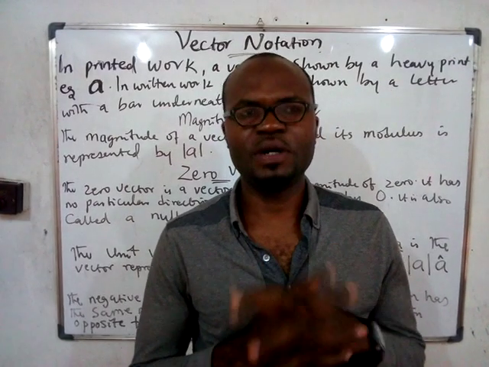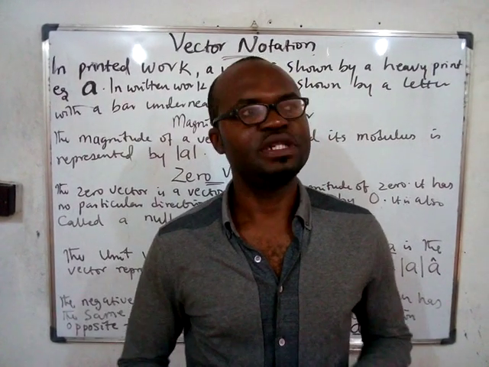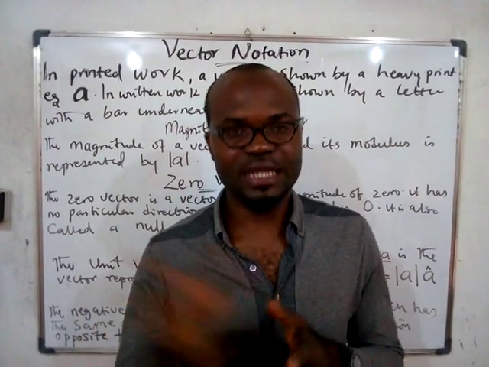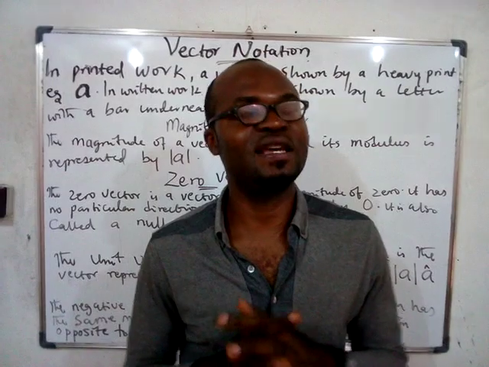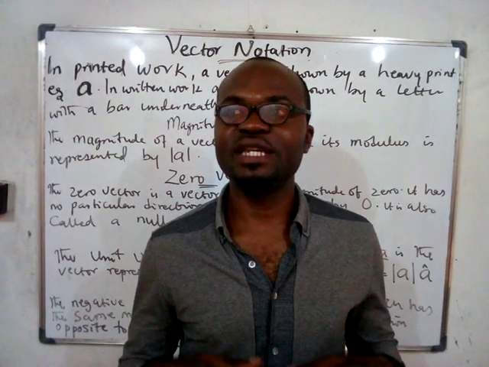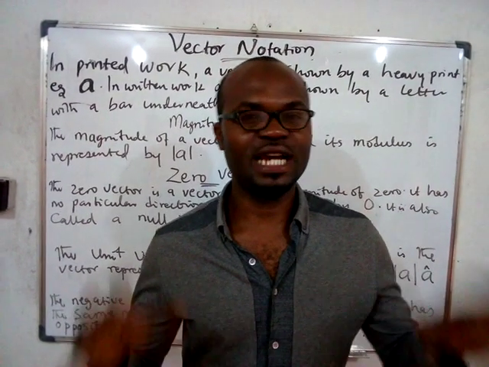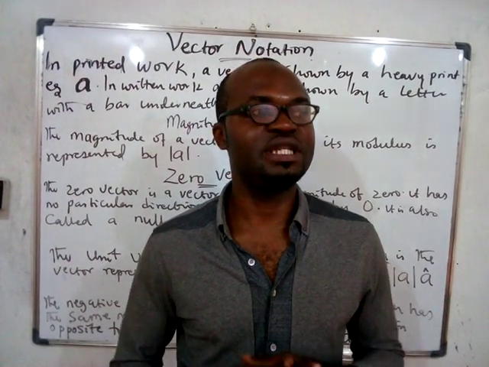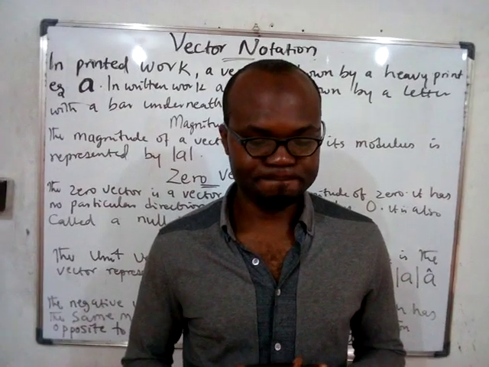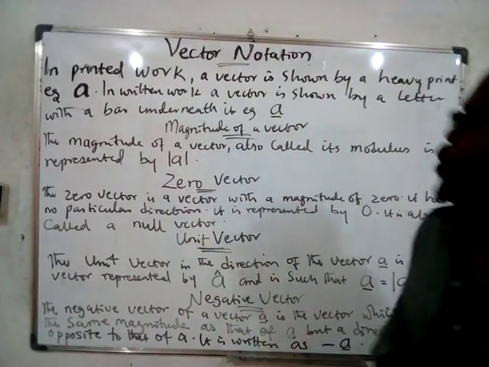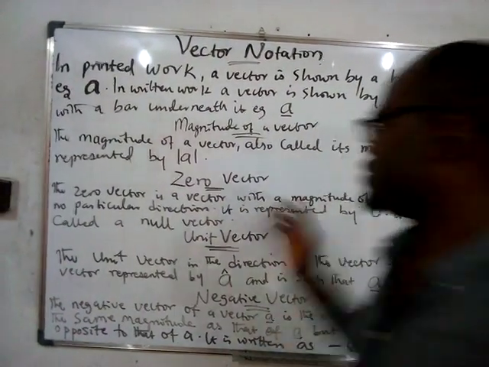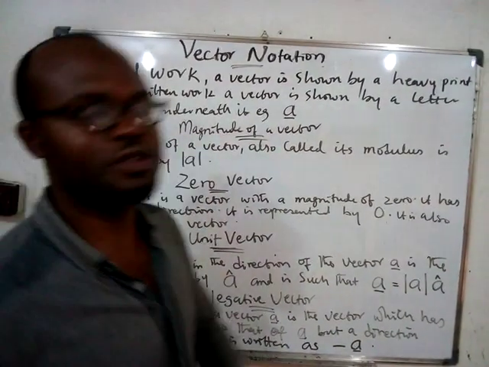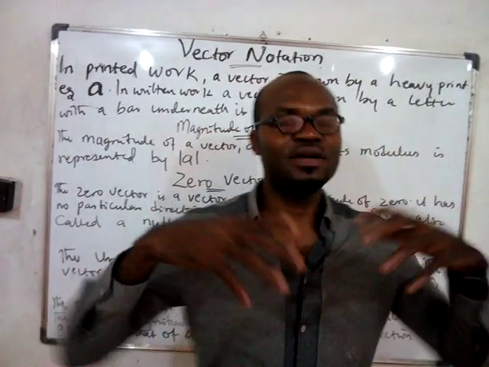Today we're going to be looking at a couple of concepts that you need to know whenever you're learning vectors. You need to know how vectors are represented so that whenever you see one, you can easily identify that this is a vector, not a scalar. You need to know what a null vector is when you'll be doing calculations in vectors. You need to know what a negative vector is, what a zero vector, which is also a null vector, what a unit vector is, and also what the magnitude of a vector is and how to represent it.